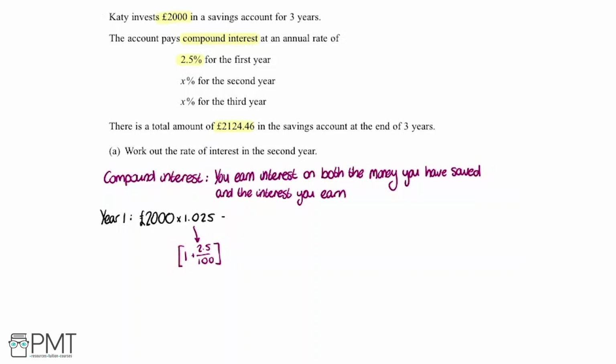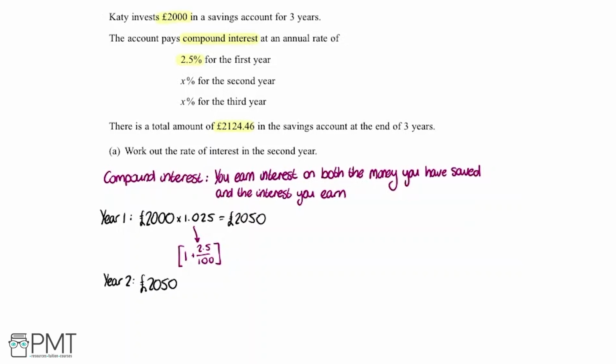Okay, so putting this into the calculator, we get that at the end of the first year, Katie's going to have £2,050. Great, so we're now going to move on to year 2. So in year 2, and remember, because it's compound interest, all of this money is going to be the starting point. So you're going to feed that back in starting with £2,050.